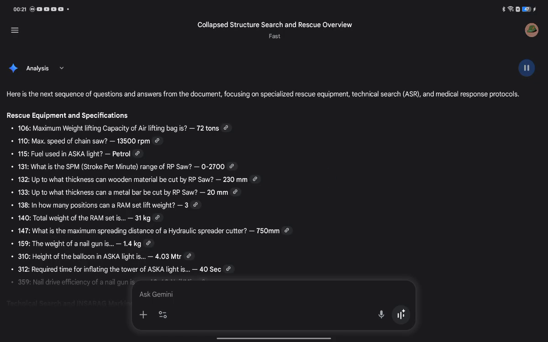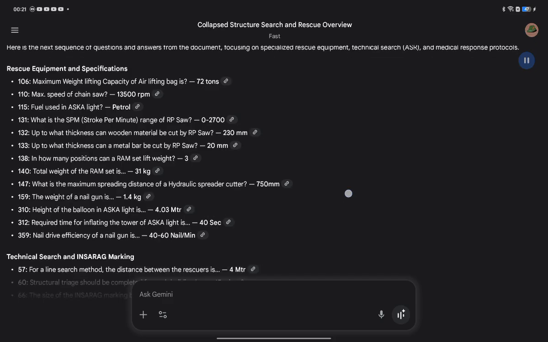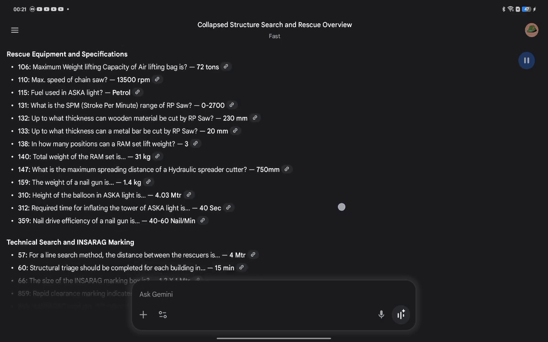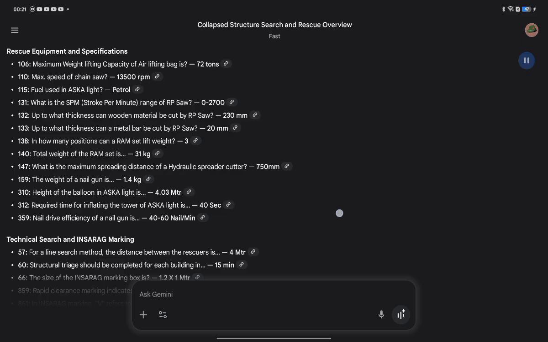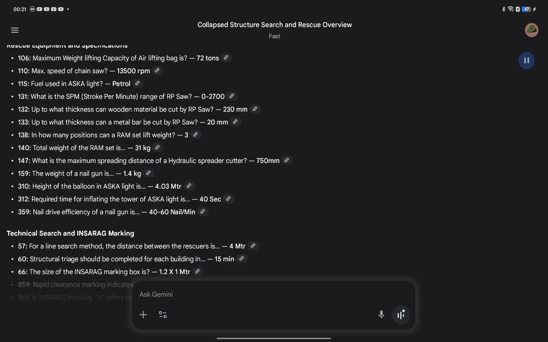106. Maximum weightlifting capacity of air lifting bag is 72 tons. 110. Max speed of chainsaw? 13,500 revolutions per minute. 115. Fuel used in Asker Light? Petrol. 131. What is the SPM, stroke per minute, range of RP saw?